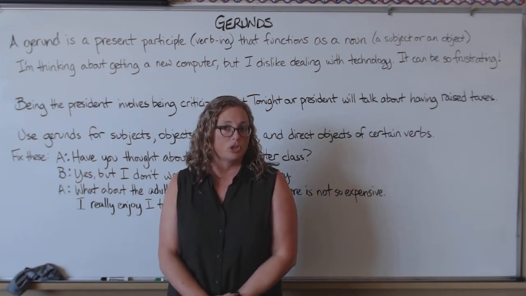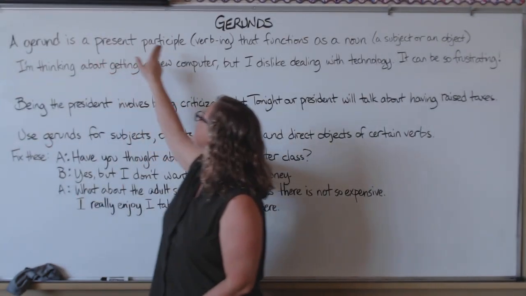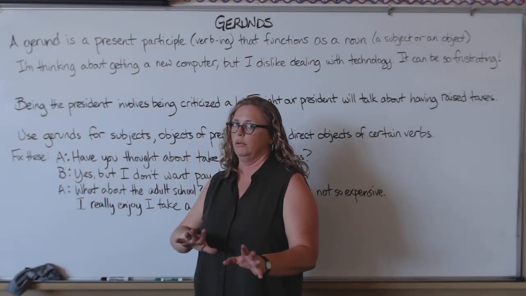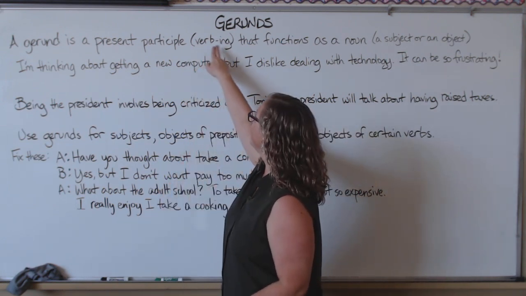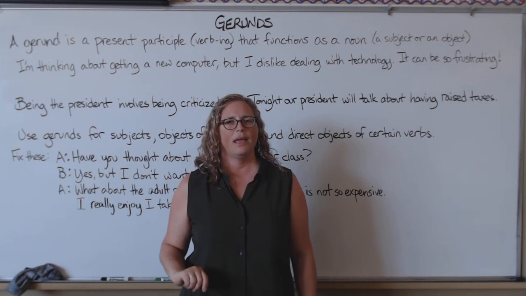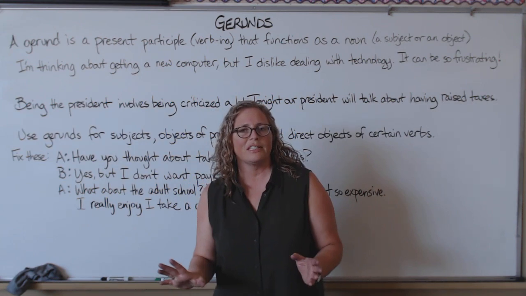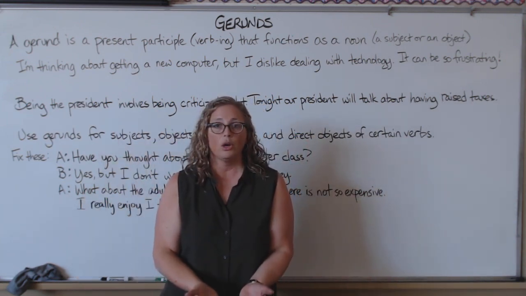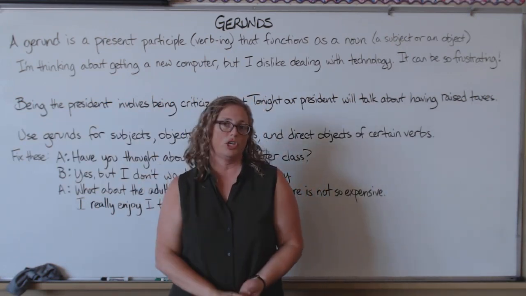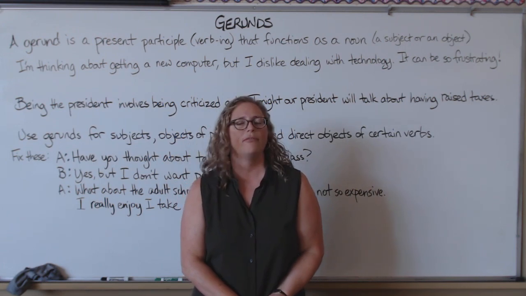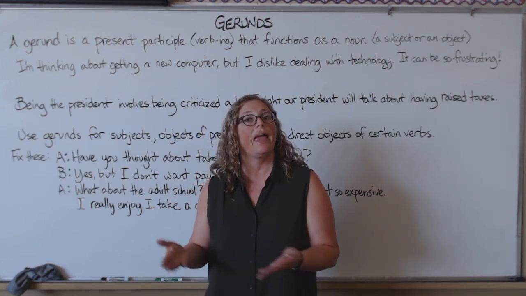So what is a gerund? Well, a gerund is a present participle. Now, let's make sure you know what a present participle is. A present participle is a verb with ing. You might be saying, well, isn't that a progressive verb? Hold on. A present participle is the large category of anything that is a verb with the ing, and there are a number of different possibilities of what a present participle can do.